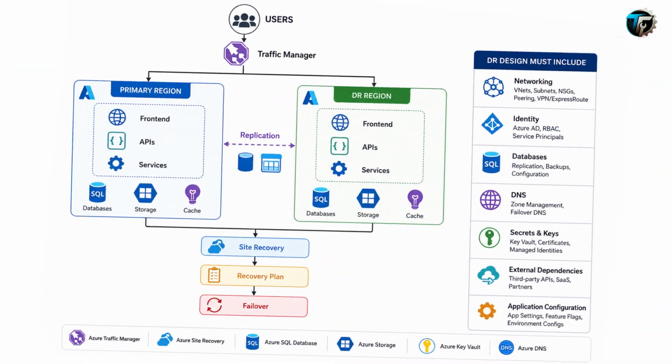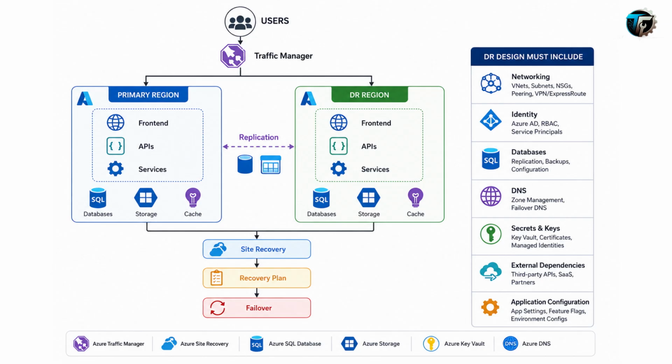Now let's look at the bigger solution architect picture. We have our primary region. We have our recovery region. Workloads are replicated according to the disaster recovery design. Site recovery helps orchestrate recovery. Traffic management redirects users toward the appropriate environment. But remember, site recovery is only one part of the architecture. Networking, identity, databases, DNS, secrets, external dependencies and application configuration must all be included in the disaster recovery design.